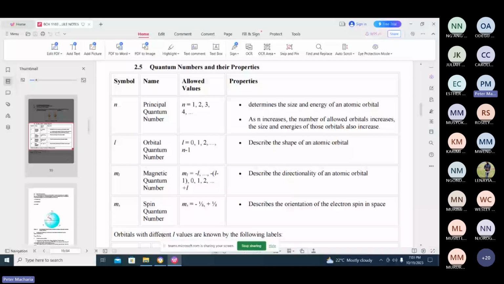So now I am going to display the periodic table. We are going to look at trends.